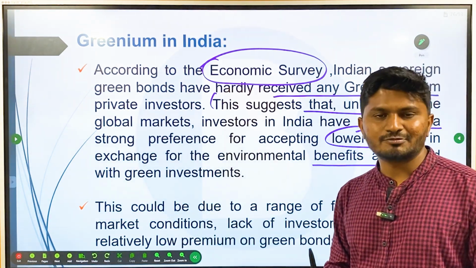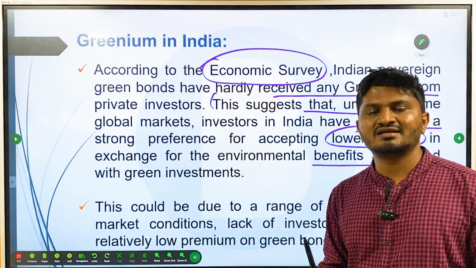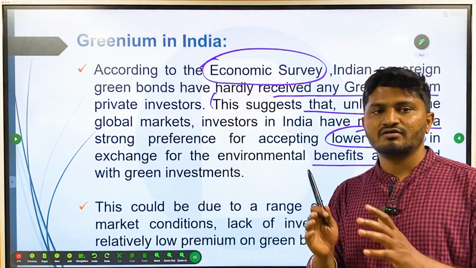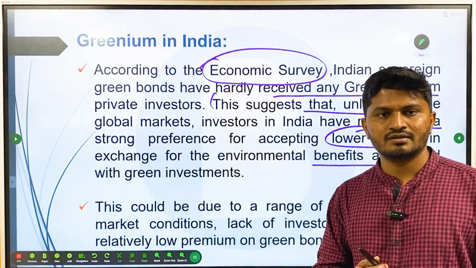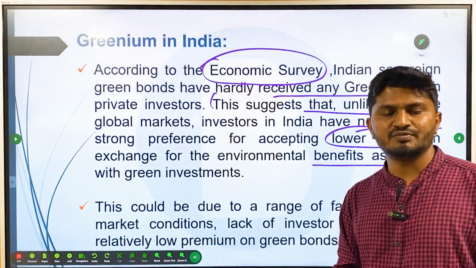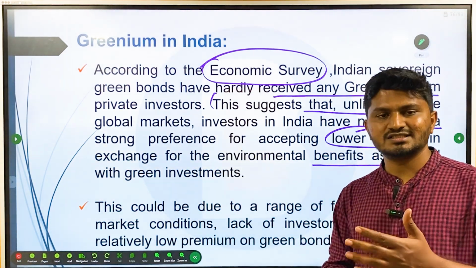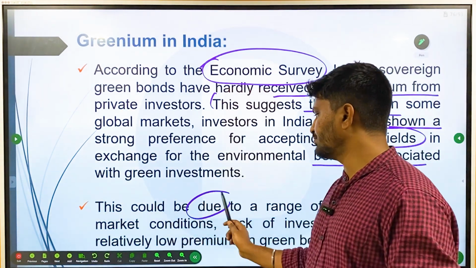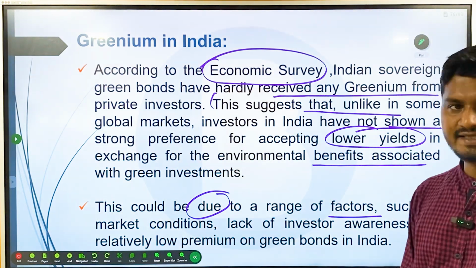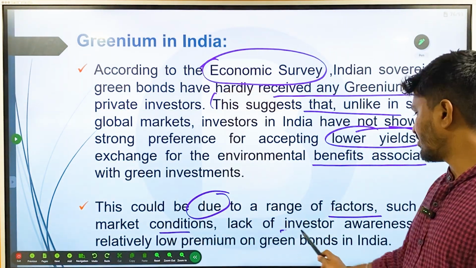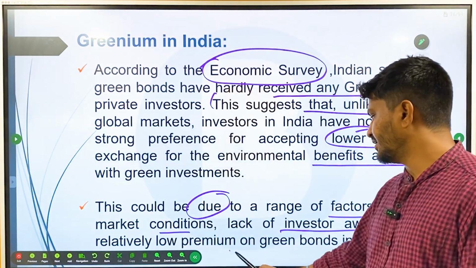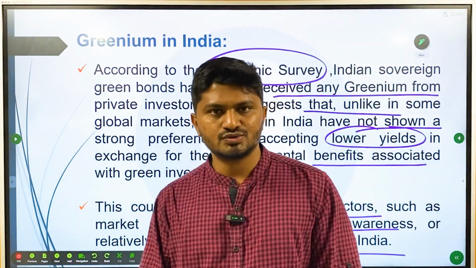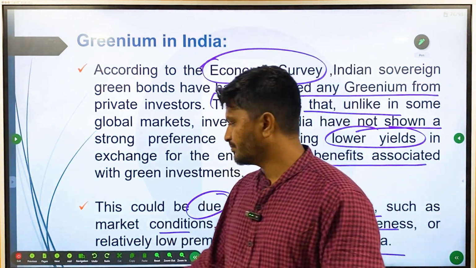The Indian investors of the private sector are fine with investing in green bonds, but they are not fine with trading off certain benefits for environmental friendliness. They think that we are already investing in the green bonds, so we should be getting some benefits out of it. We are not going to go a step beyond and trade off monetary benefit for environmental activities. This could be due to a range of factors such as market conditions, lack of investor awareness, or relatively lower premium on the green bonds in India. So because of various reasons, the greenium practice is not followed in India. That is the conclusion you can come to.